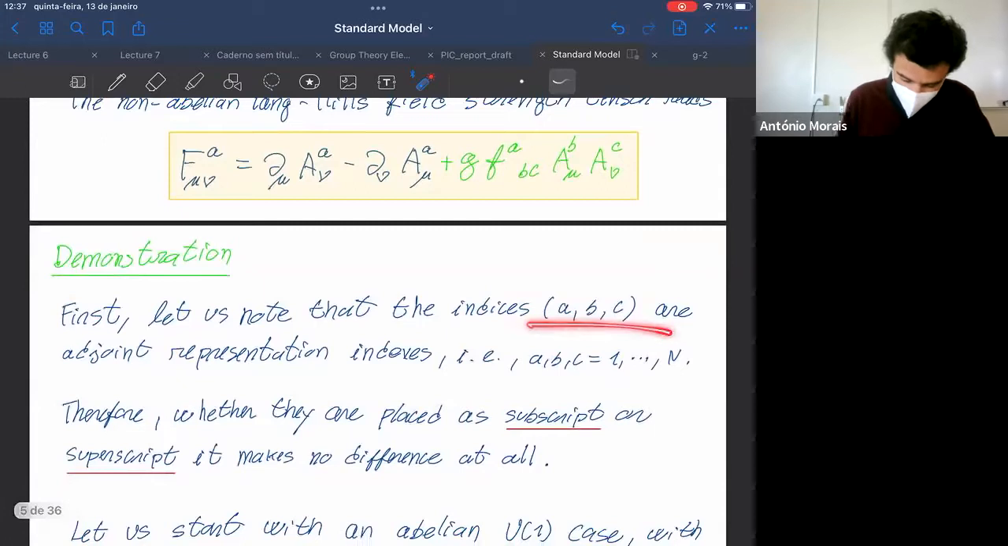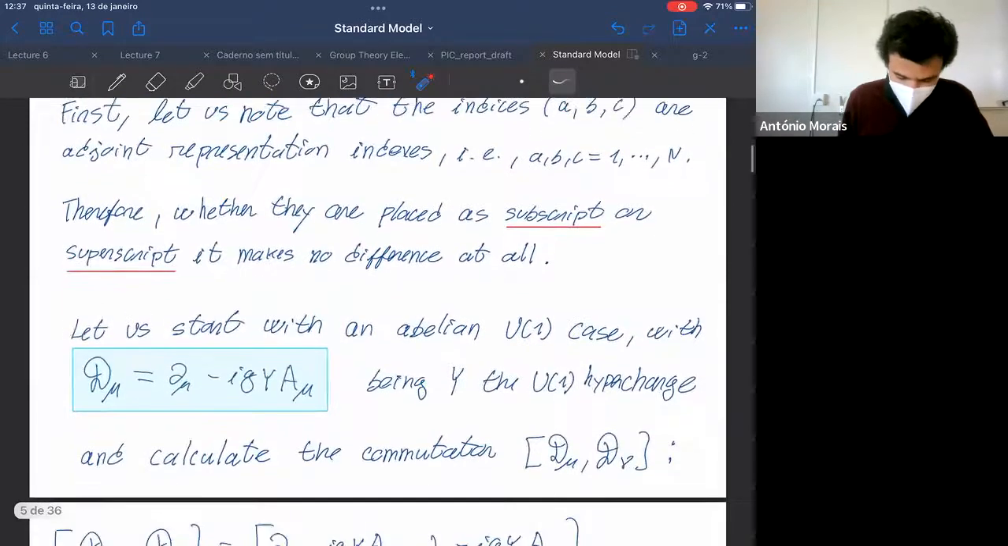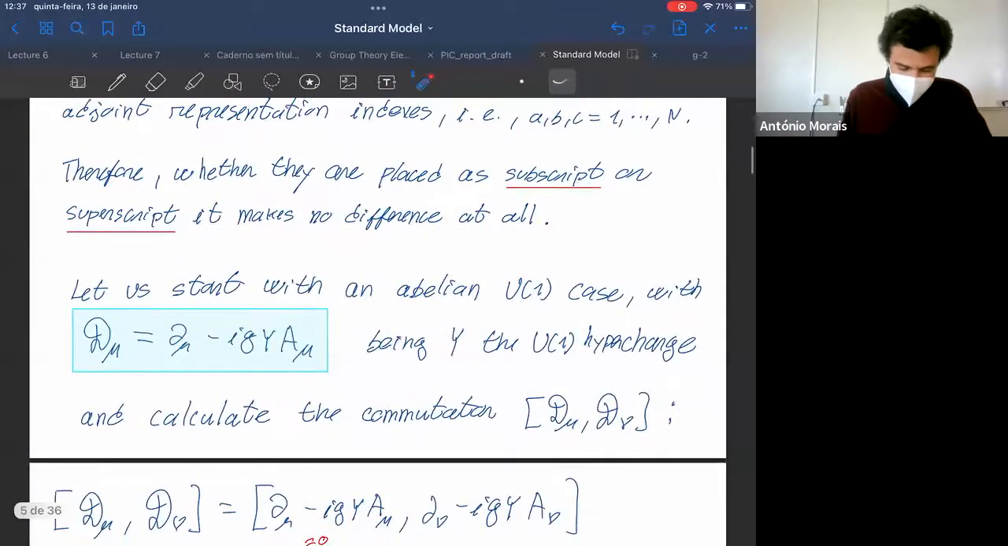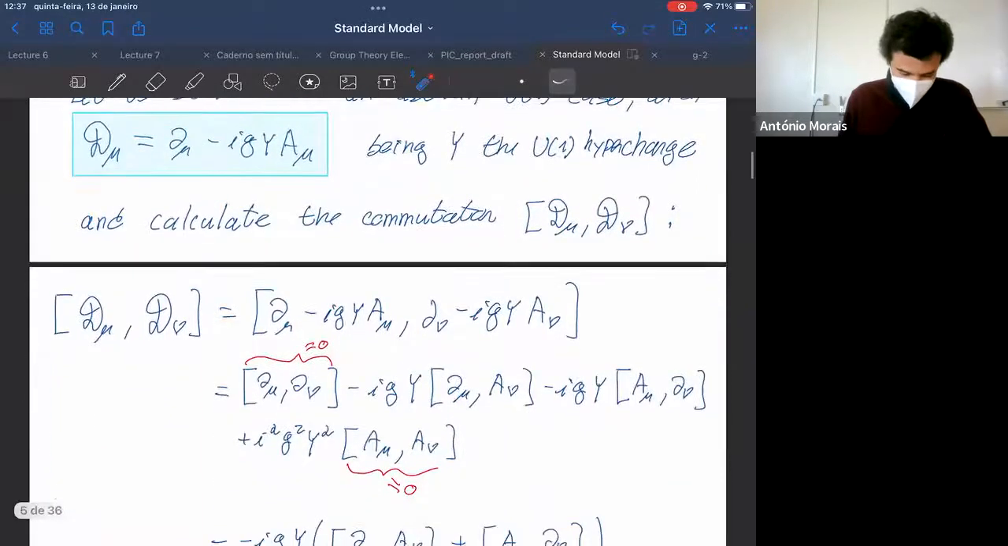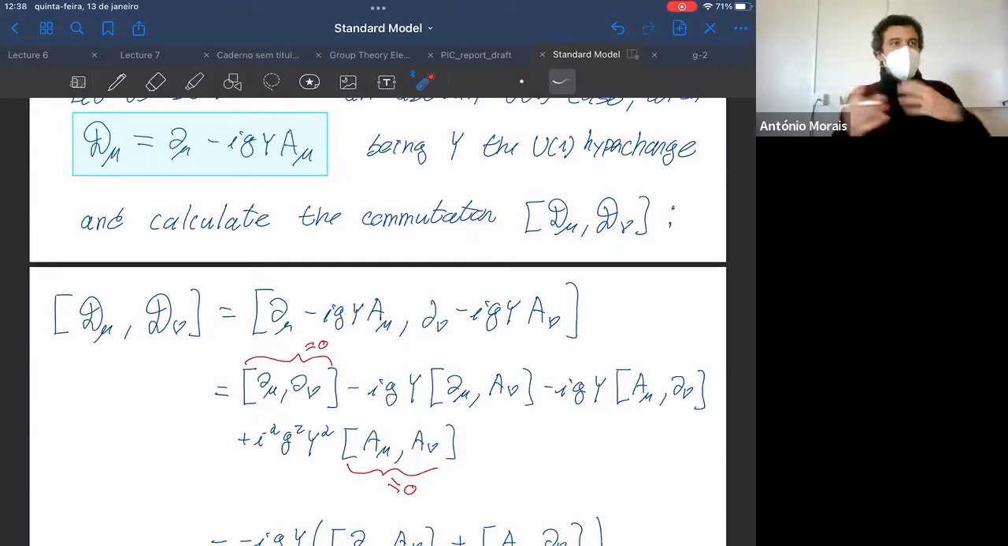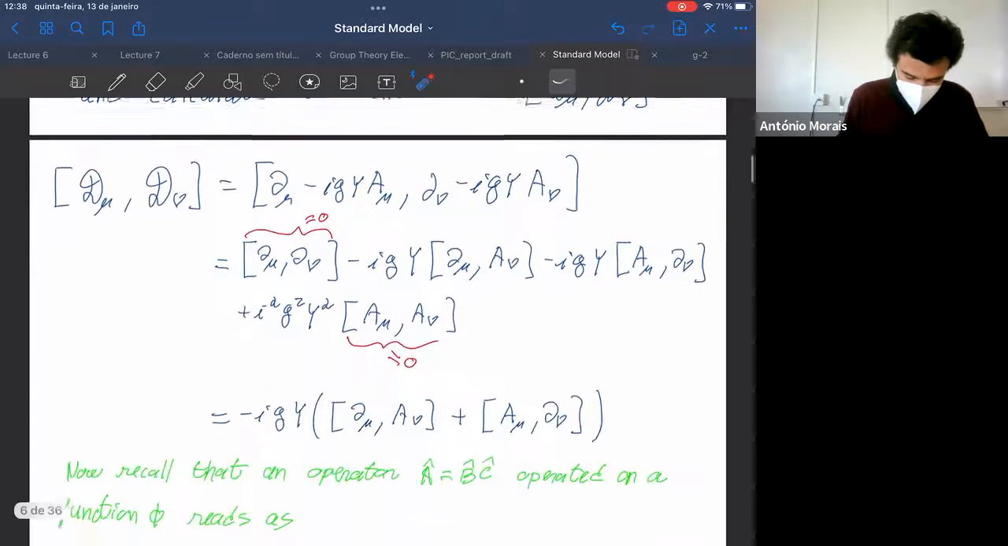So, to show this, this is what I said about the A, B, and C indices, that they can be up and down. Let's start with an abelian U(1) case for this demonstration, and compute the commutator of two covariant derivatives. The two derivatives commute, well, not per se. You need to think of this as an operator acting on a certain function or field phi.